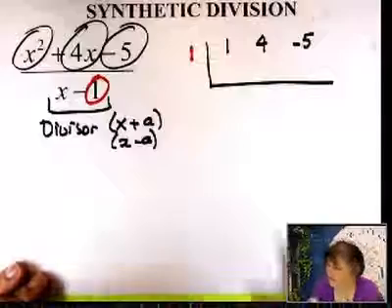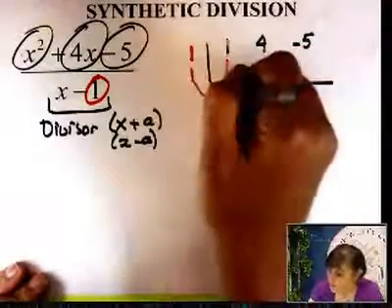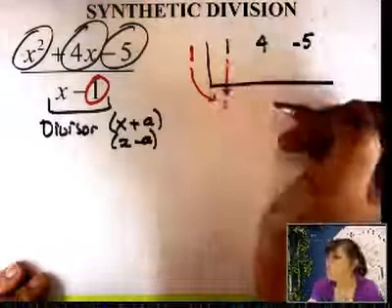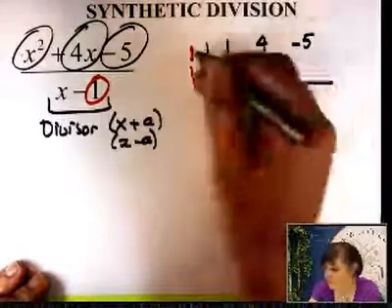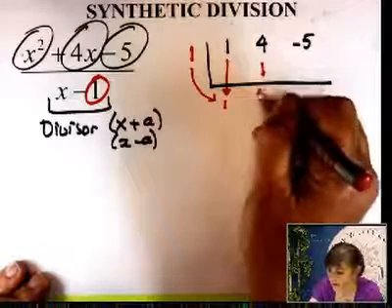And this is how you do it. You bring this one down, 1. You multiply these two. This is just a procedural thing, but it gives you a lot of speed. 1 times 1 is 1. You put it here. 4 plus 1, that's 5.